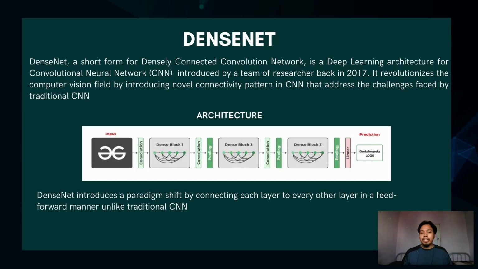And the transition layers are used to connect dense blocks. They serve two main purposes. The first is to reduce the number of feature maps and downsample the spatial dimensions of the feature maps. This will help in maintaining the computational efficiency and compactness of the network.